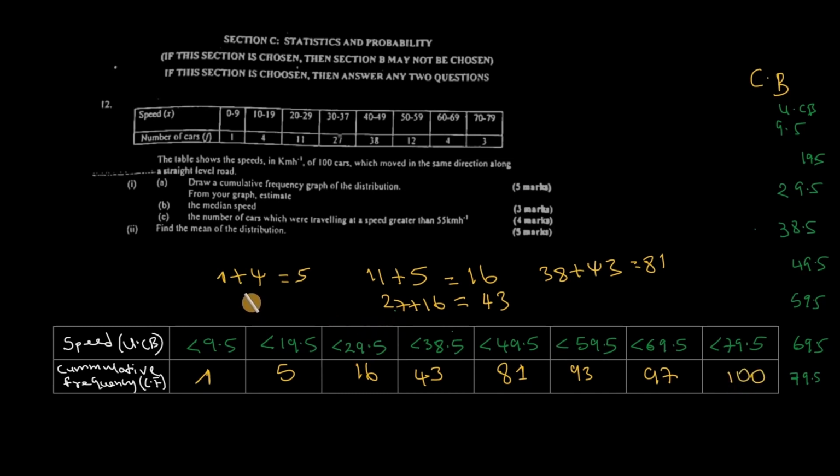Now the next step is to draw our cumulative frequency curve. This is the way our graph paper looks like. We indicate our origin. Our origin is always starting from O, and here is the y-axis. The y-axis represents the cumulative frequency. The x-axis is the upper class boundary.